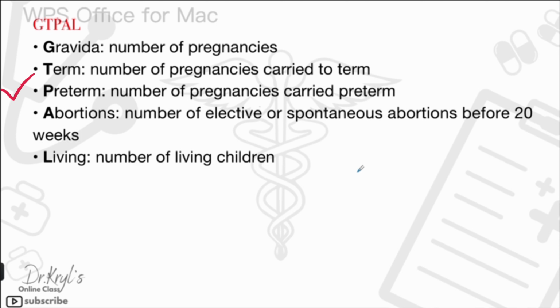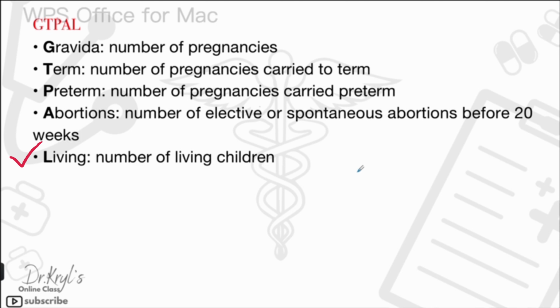Preterm is the number of pregnancies carried less than 37 weeks, or the number of deliveries after 28 weeks but before 38 weeks. Then abortion is the number of elective or spontaneous abortions before 20 weeks, either spontaneous or induced. Then living is, literally, the number of living children.